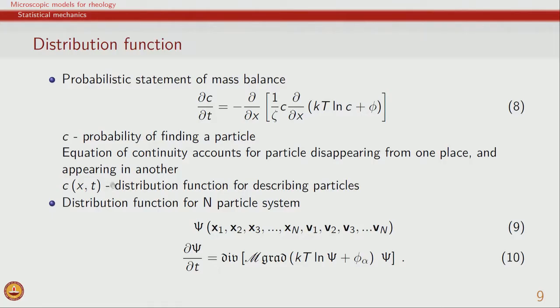So, therefore, we could think of this C, which is a function of x and time in this case. x is the physical location and time. So, it is the distribution function for describing the particles. We could interpret it as a concentration which changes with position and time. We could think of it as a probability distribution function which describes the probability of finding a particle at location x and time t.